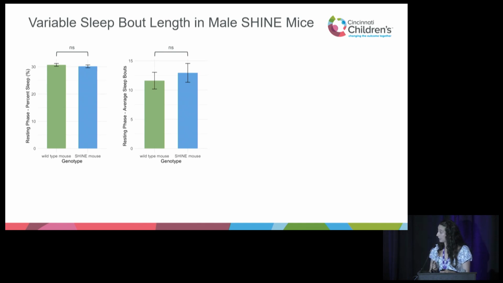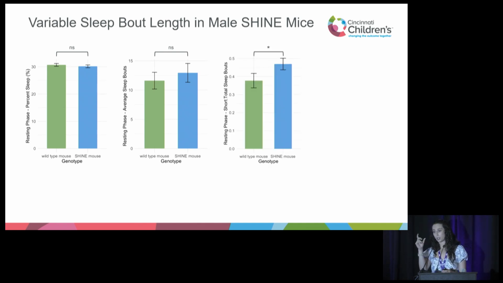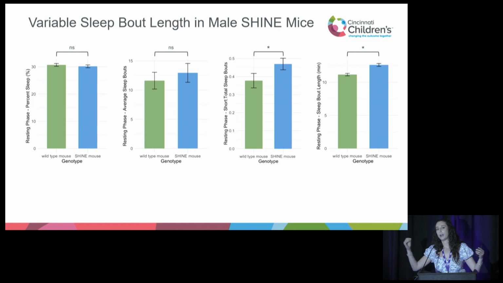But interestingly, when we look at the proportion of short sleep bouts to the total number of sleep bouts, we found that the SHINE mice have more short sleep bouts. And we also found that the SHINE mice have a longer average sleep bout length. So what sort of picture does that paint?